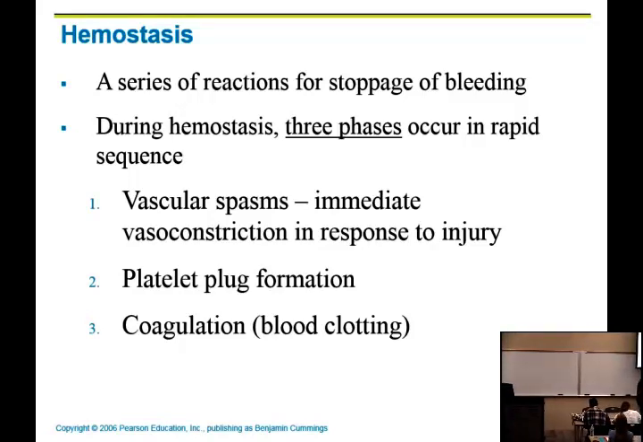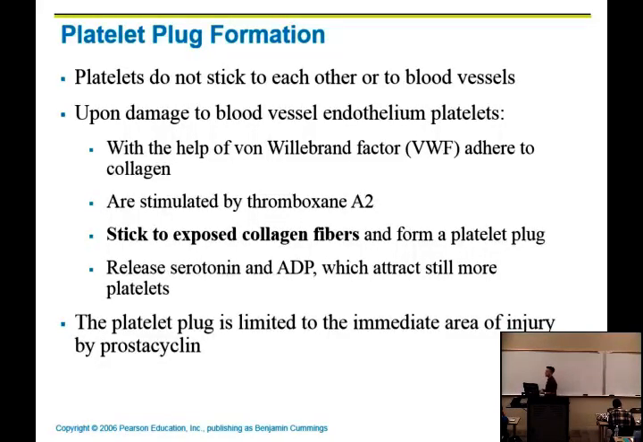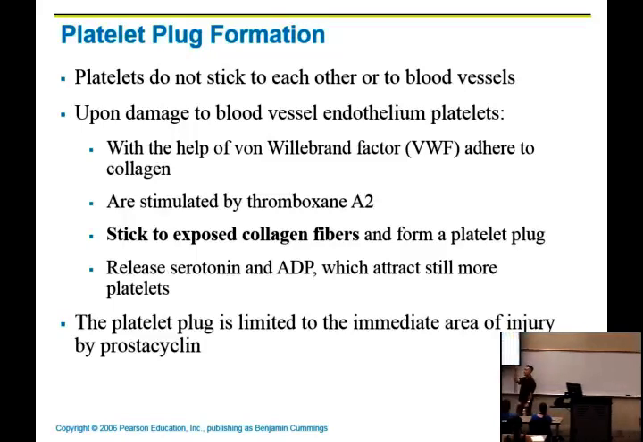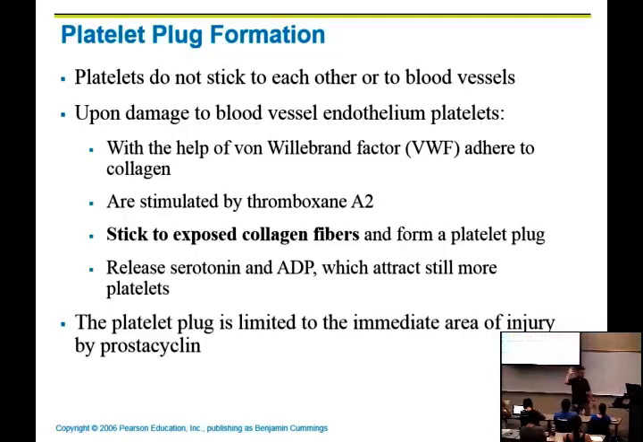Second step is platelet plug formation. So again, much like if you have a pipe broken at home or something like that, and you see a bunch of fluid coming out, your first instinct is to just put something over it, right? Or stuff something in it so it's not shooting out quite so bad.